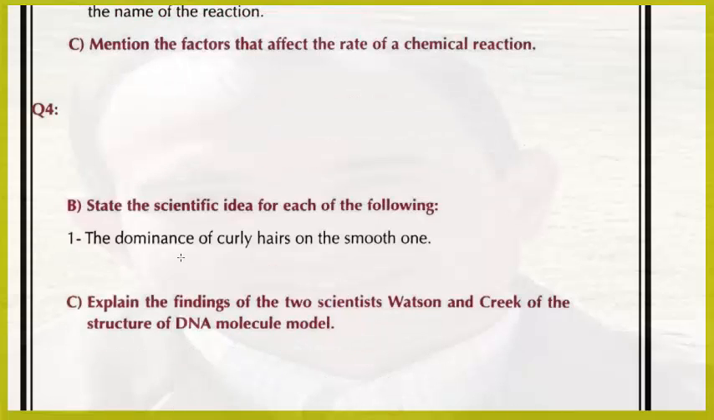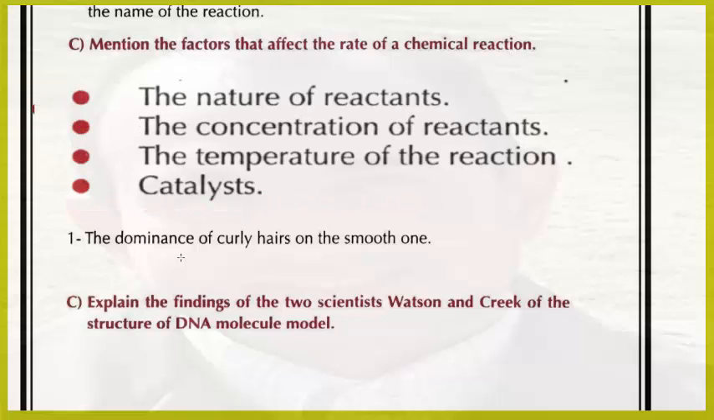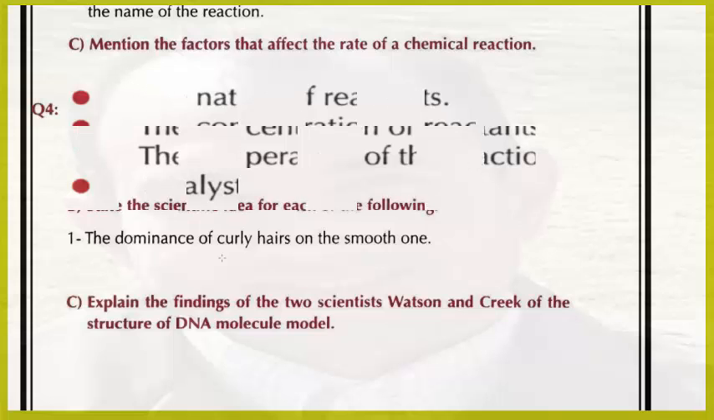Mention the factors that affect the rate of a chemical reaction. Number 1, the nature of reactants. Number 2, the concentration of the reactants. Number 3, the temperature of the reaction. Number 4, catalyst.